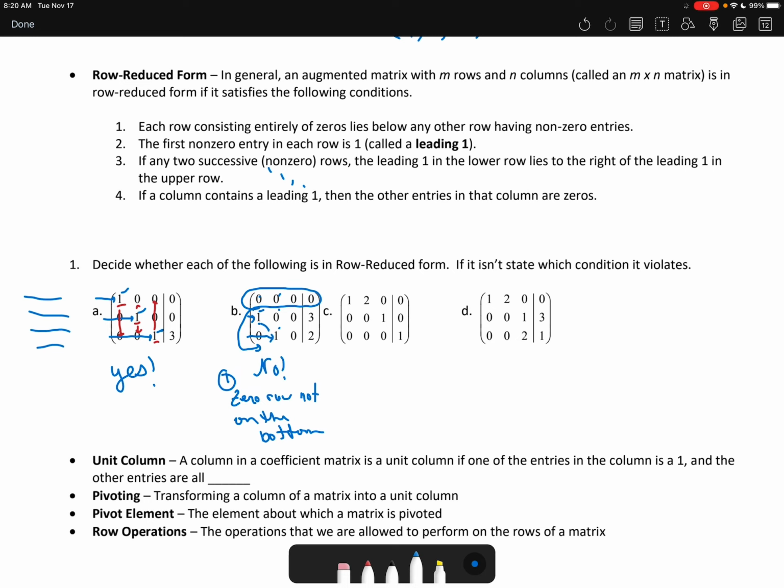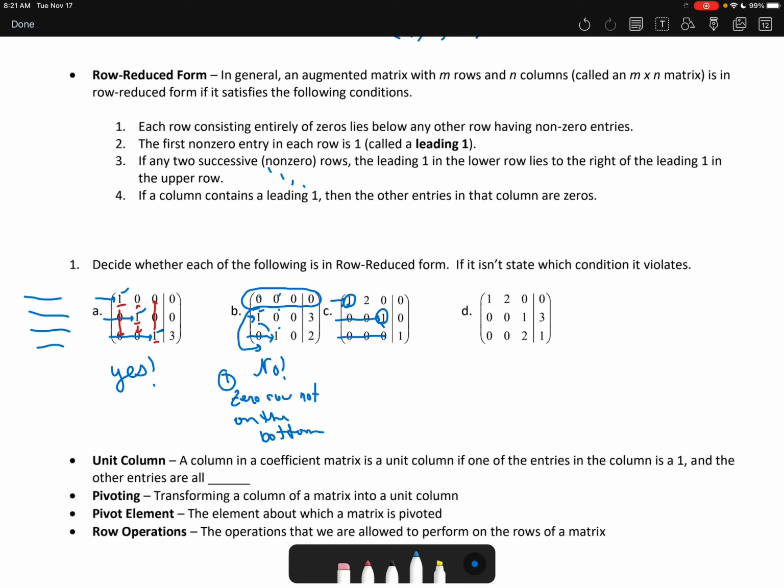Okay, let's look at C. I don't have any row of all zeros, so that one can't be an issue. The first non-zero entry in each row is a 1, so let's check that. The first thing I hit that's not a 0 is a 1. First thing I hit that's not a 0 is a 1. And this one happens to be all zeros because we're really only checking the left-hand side. So that one's okay. So we have our leading 1s here and here. The ones are moving down to the right. Agreed. This one is down and to the right of this one, so that's okay.